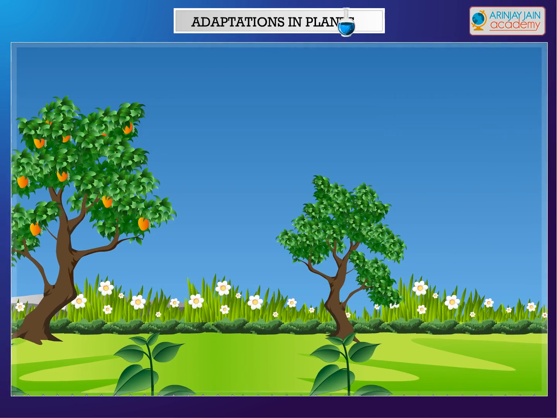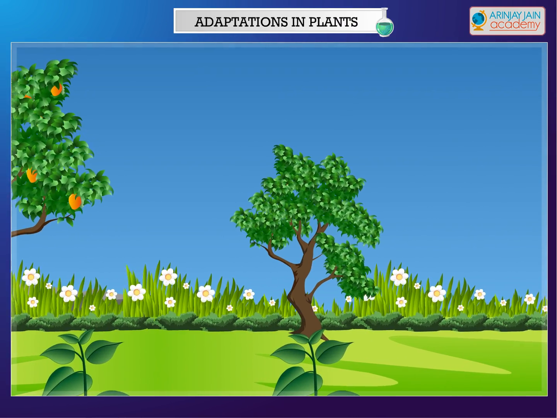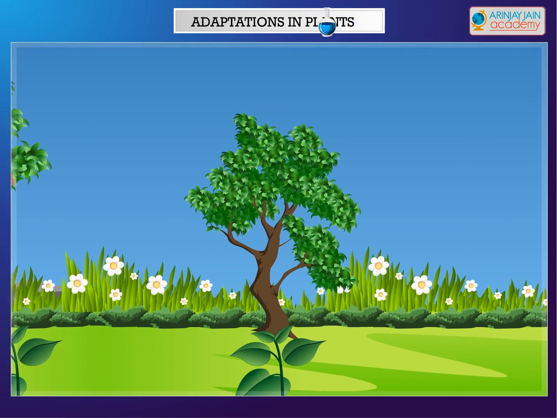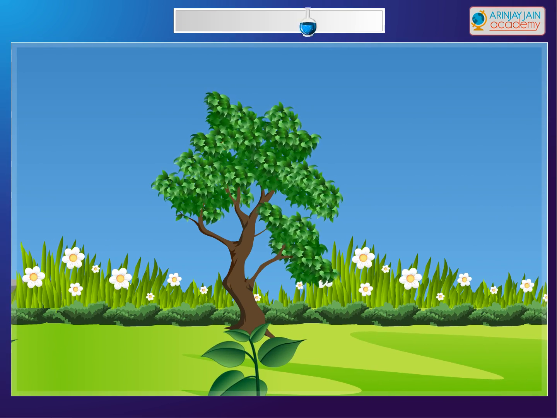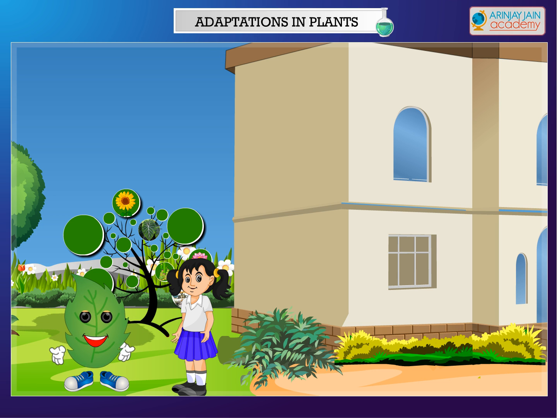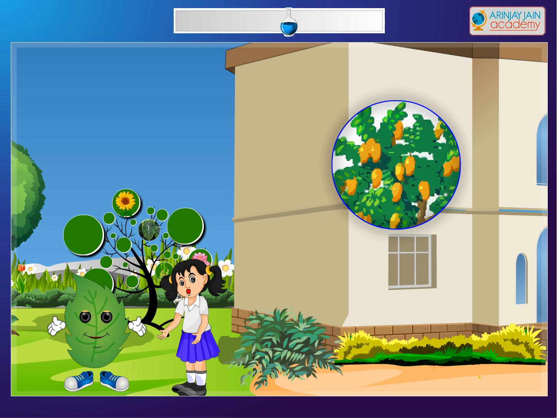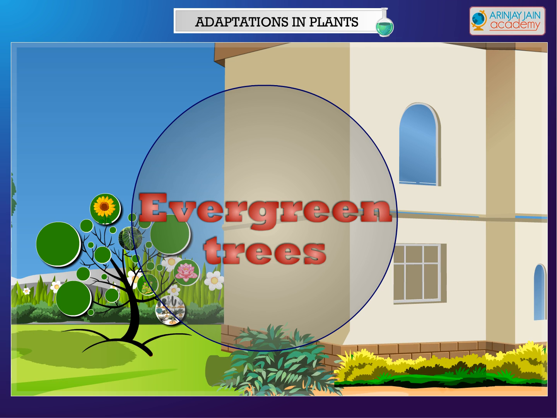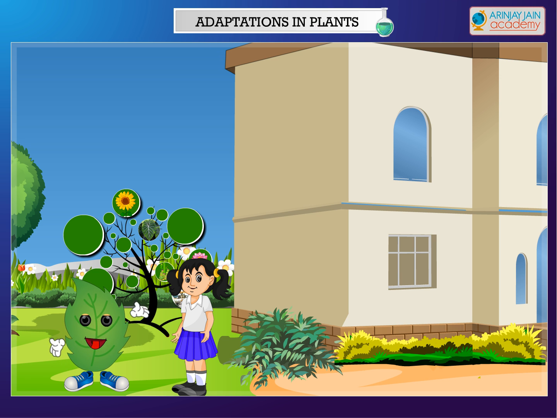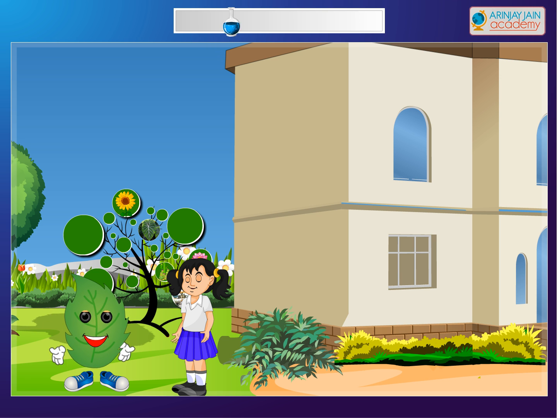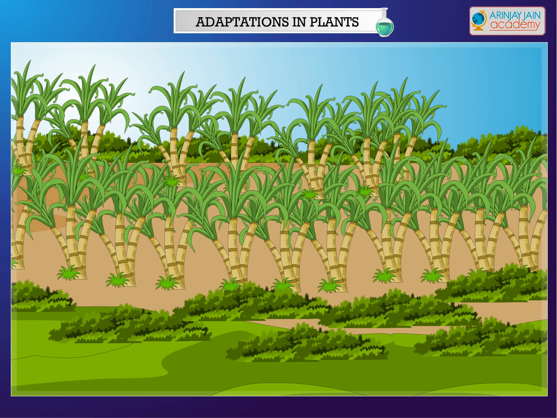Deciduous trees. These trees shed their leaves in the autumn to protect them from the cold weather and grow new ones in spring. Can you give some example? Yes, mango tree. Evergreen trees. These trees grow in damp and hot areas. These trees do not shed their leaves in winter. An example of such trees is sugarcane.